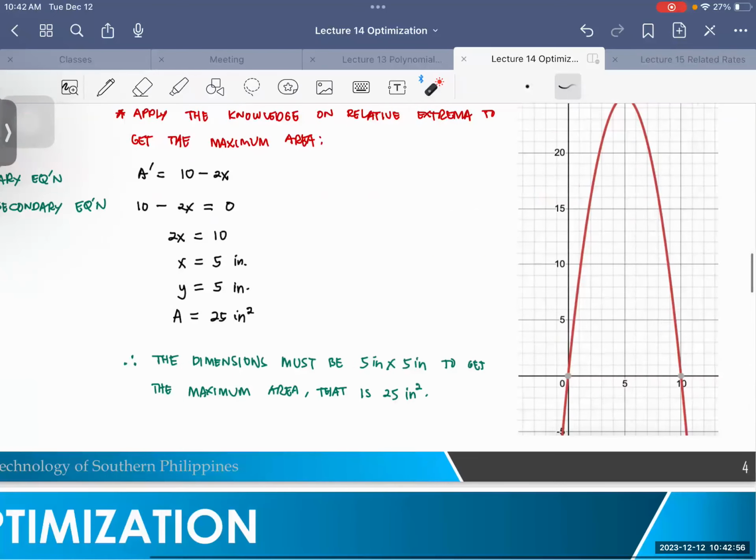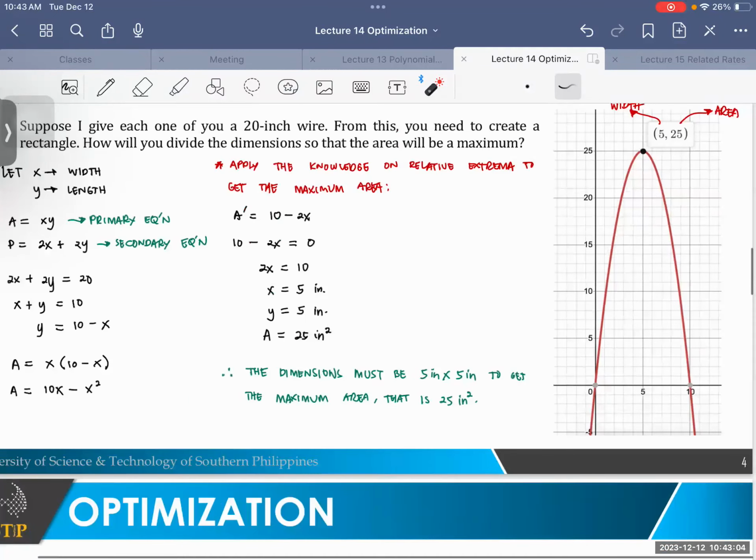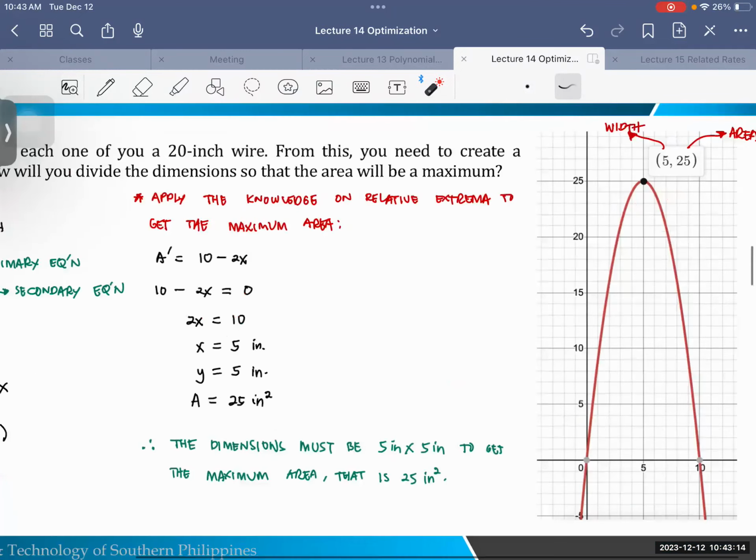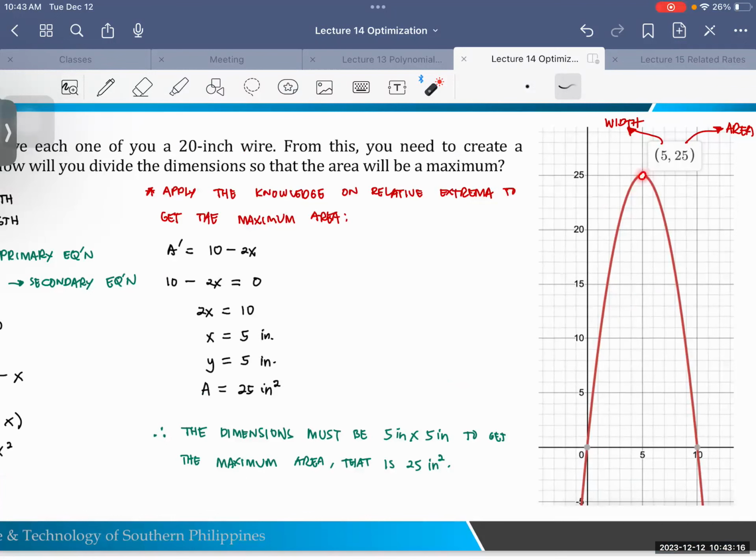Now, I know the graph goes toward negative values there. But in reality, there is no negative measurement. So what we use, class, are the positive values in the first quadrant. We ignore the negative values. Now, if you look at the graph, class, that point is our relative maximum. That point is (5, 25). So to explain, our x, which is the width, is 5, and it gives an area of 25 square inches.